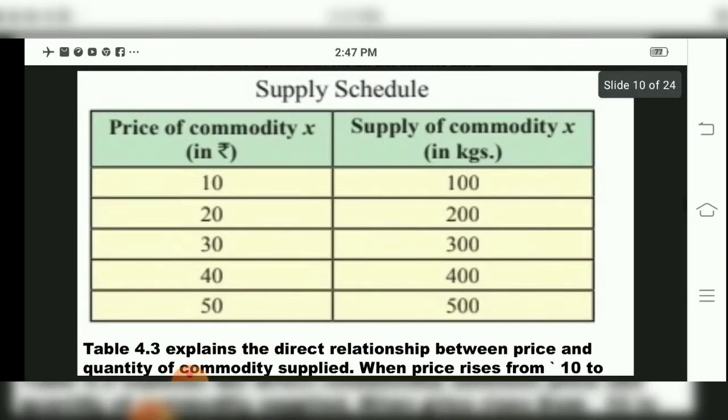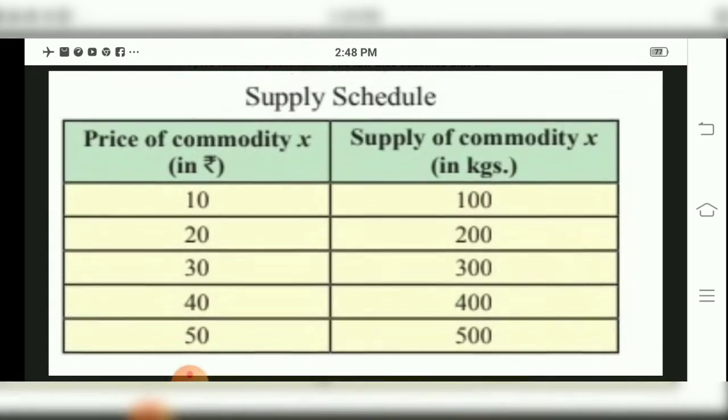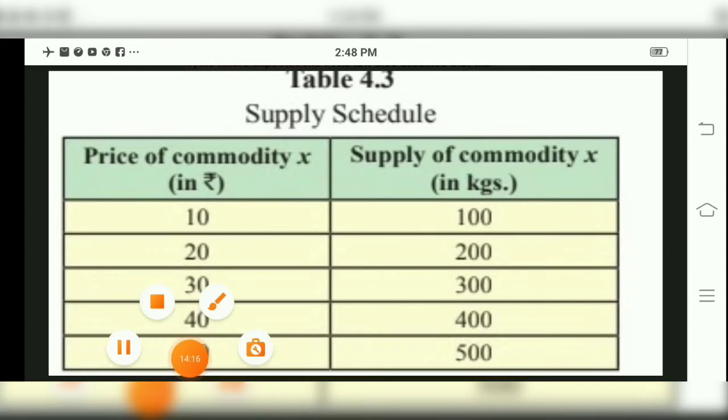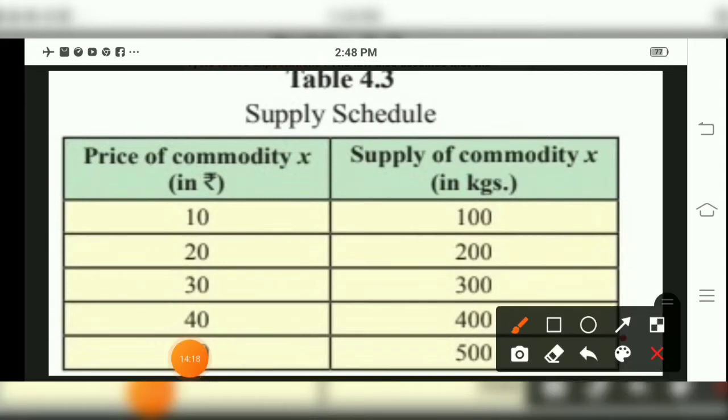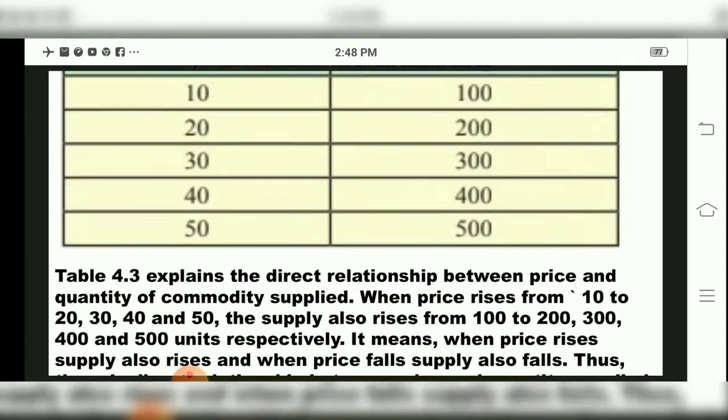Now we have to explain how you tell that supply is directly related with price and quantity supplied, children. So see a supply schedule. To draw a graph, price of commodity X is mentioned in rupees, supply of commodity in kgs. So for 10 rupees 100 has been supplied, for 20 rupees 200 has been supplied, for 30 rupees 300 has been supplied, for 40 rupees 400 has been supplied, and for 50 rupees 500 has been supplied.